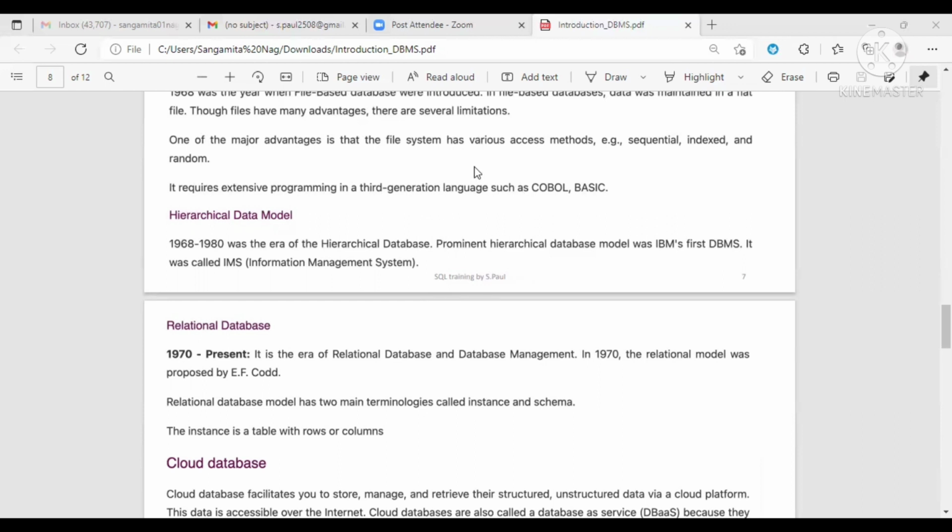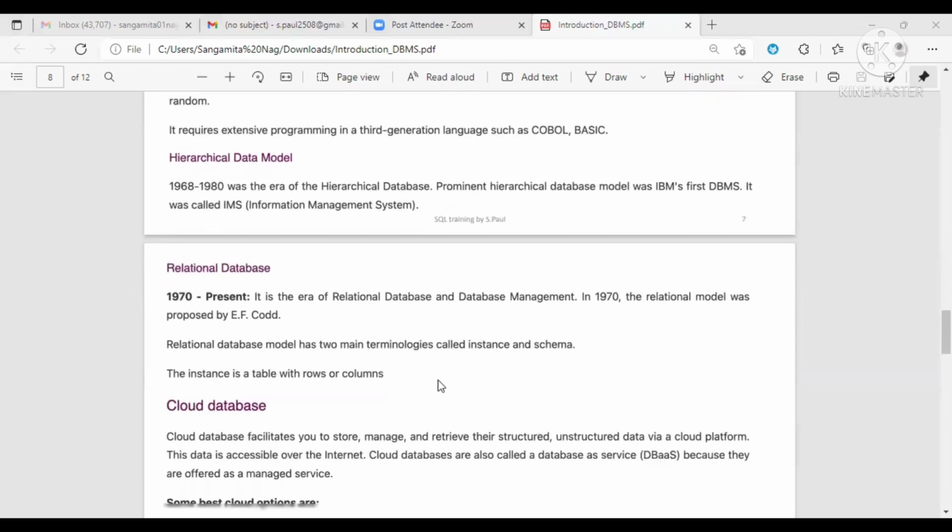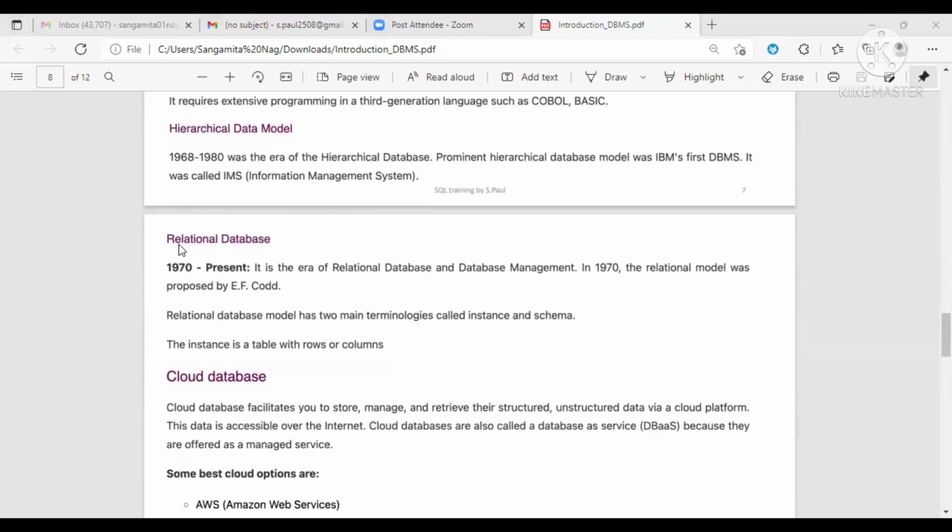Imagine it as a tree, with the school being the parent node, and it comes down like that, and each section will have 30 students. That was the hierarchical data model which IBM created in the 1968 to 1980 time period. After 1970, the first relational database was developed.